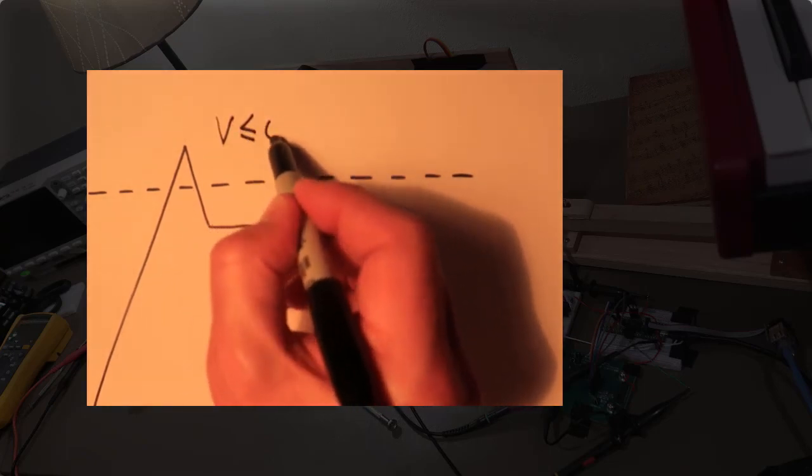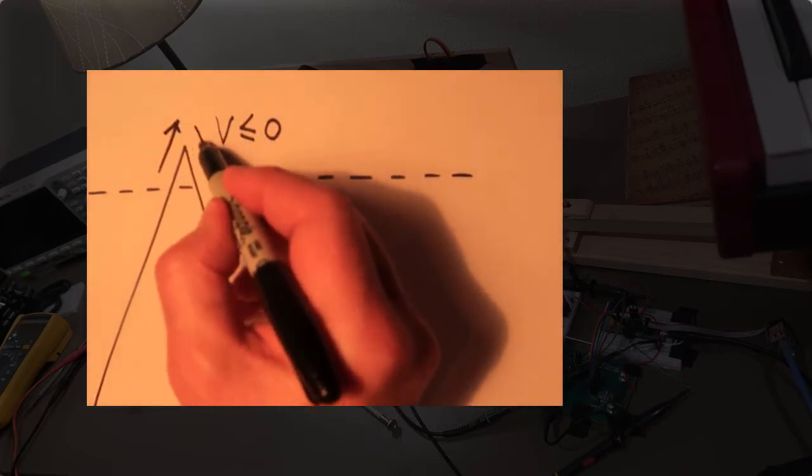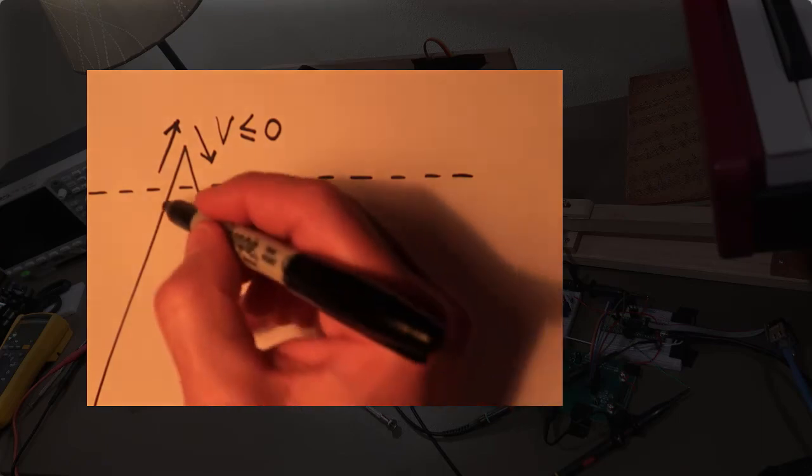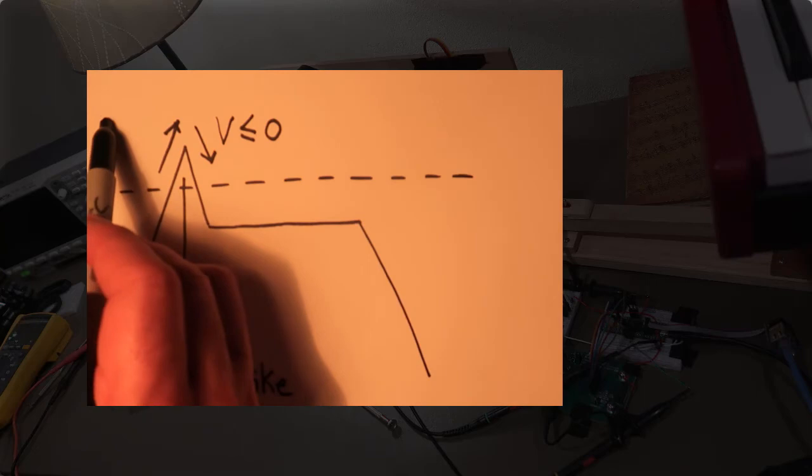And when the hammer is above the threshold and the velocity switches from positive to negative, that means the hammer went up and then switched direction. So that's the hammer striking a string, and this is what I call the time of the strike. I use the sign of the velocity to get the hammer strike time.